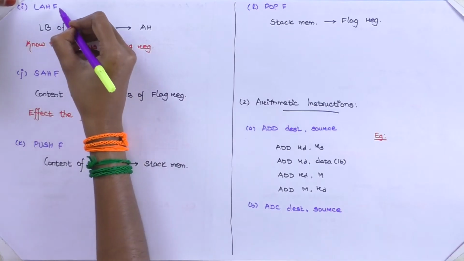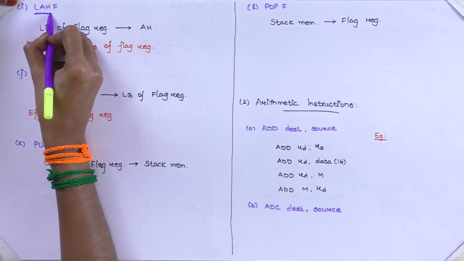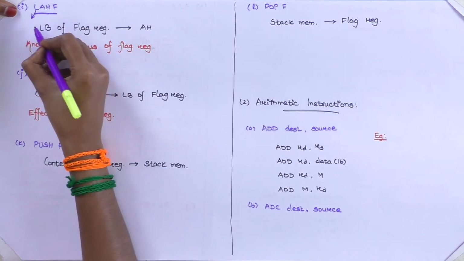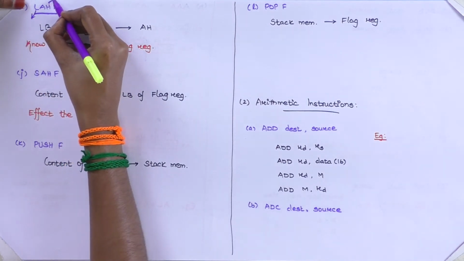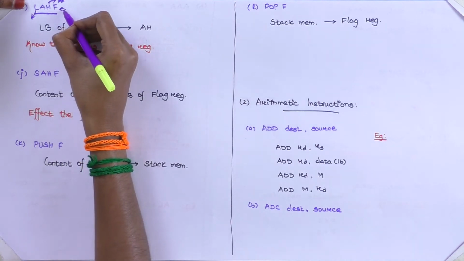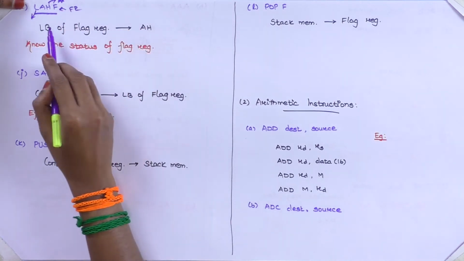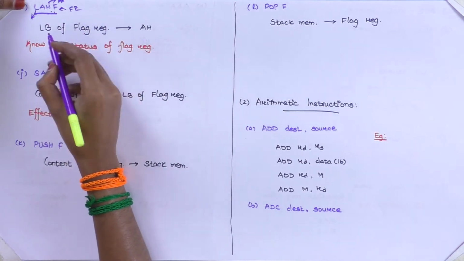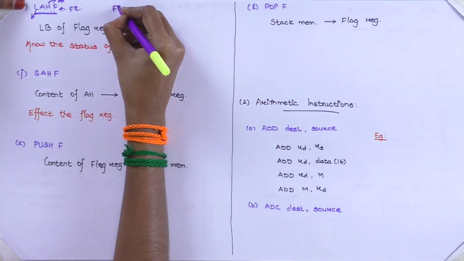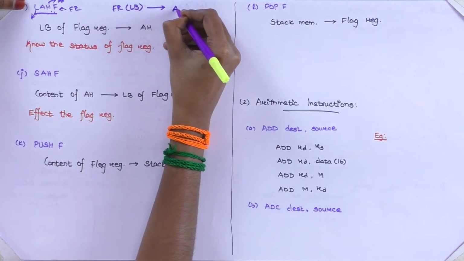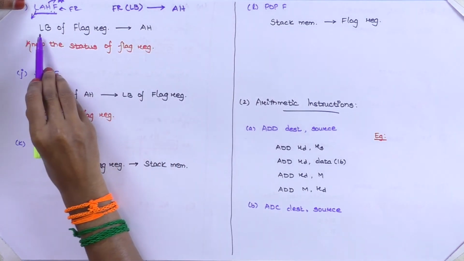The next instruction that we are going to see is LAHF. L represents load, AH is the accumulator AX register's higher byte, and F is for the flag register. So what will happen is, load AH from the flag register. The flag register's lower byte value will be stored in the AH register.